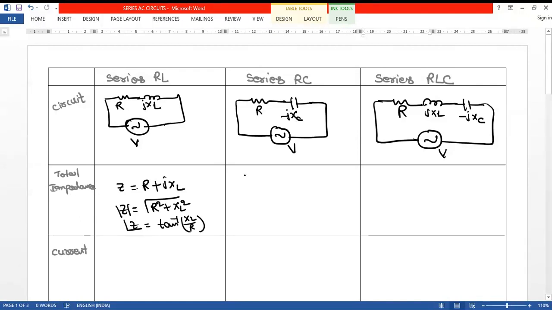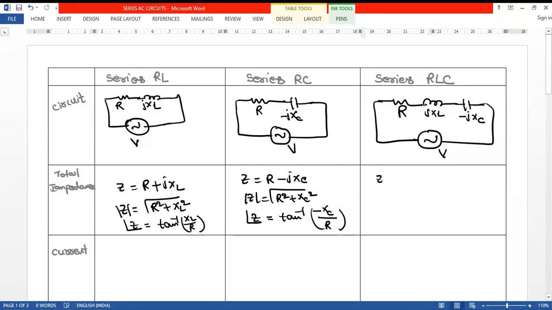Here in the series RC circuit, Z is equal to R minus jXC. The magnitude of Z is equal to square root of R square plus XC square. The angle of Z is equal to tan inverse of minus XC by R.